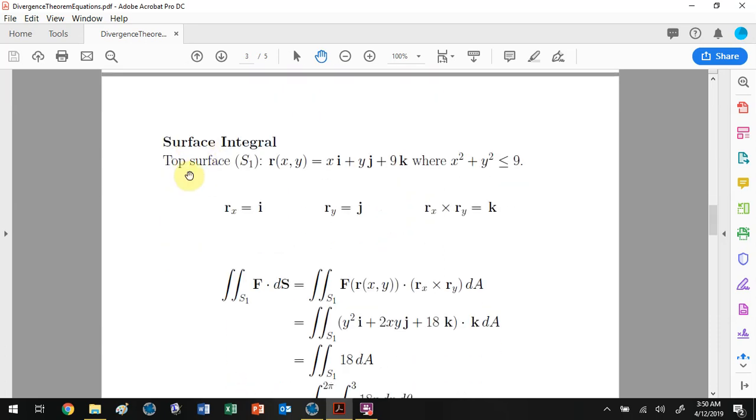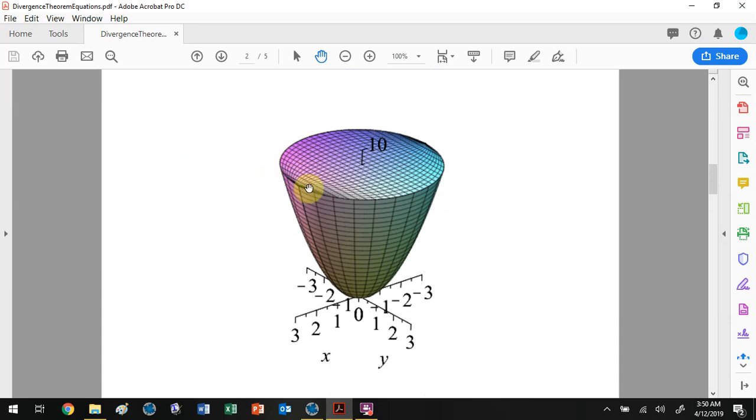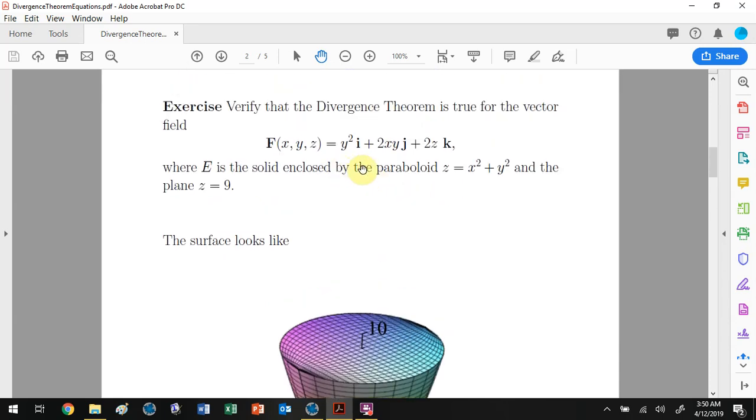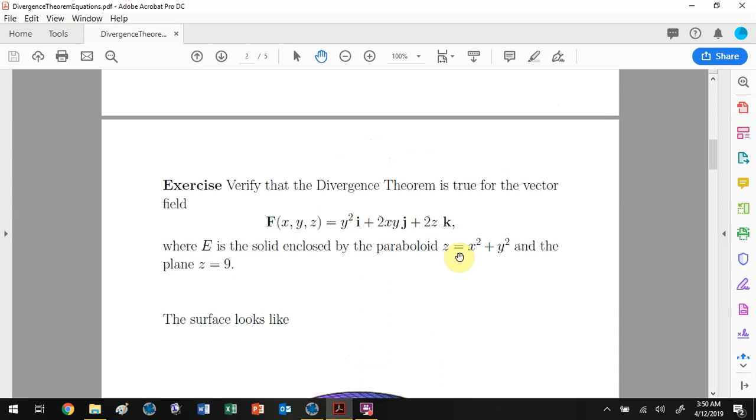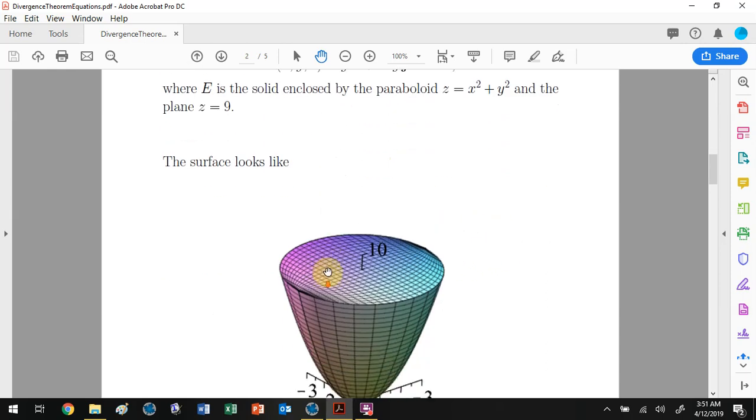So here's the surface integral. The top surface, S1, is this top plane right here, which is z equals 9. And if you look, we just have the x and the y in the circle of radius... Well, we have to know what z is. z on the surface is equal to x squared plus y squared. So z is the radius of the circle.